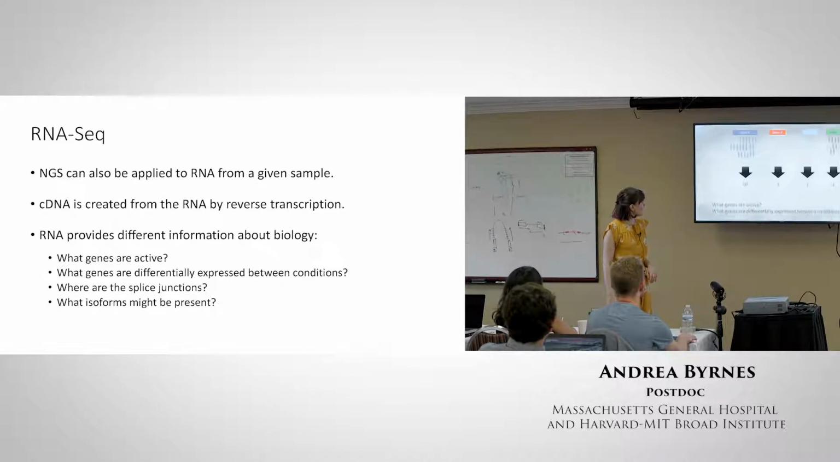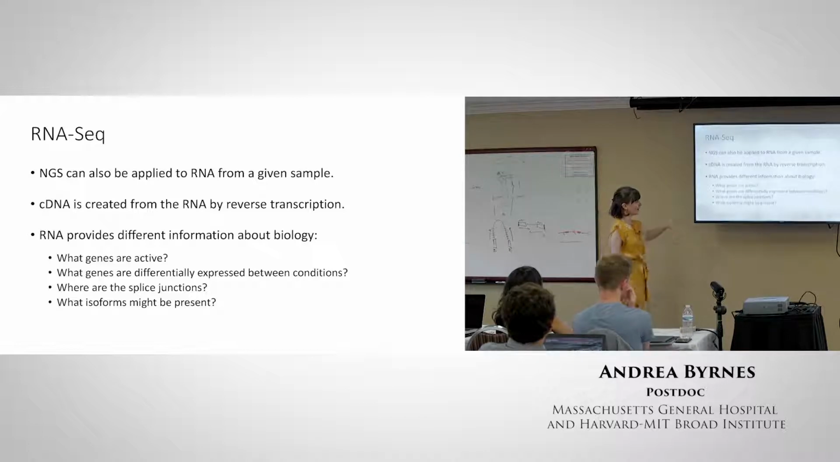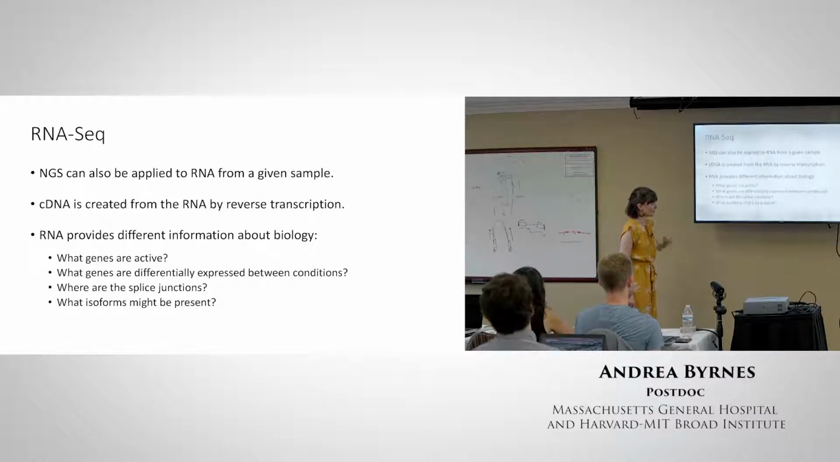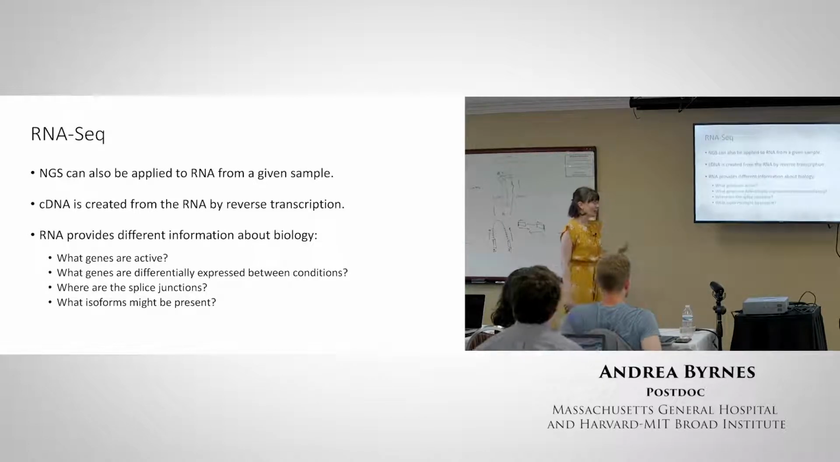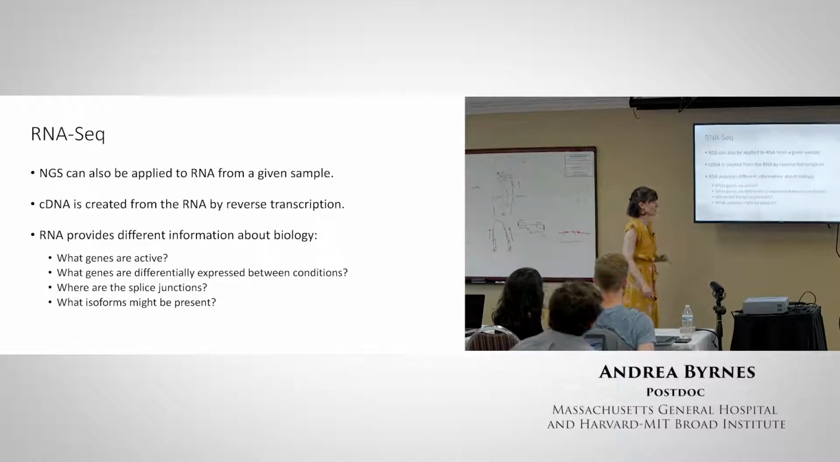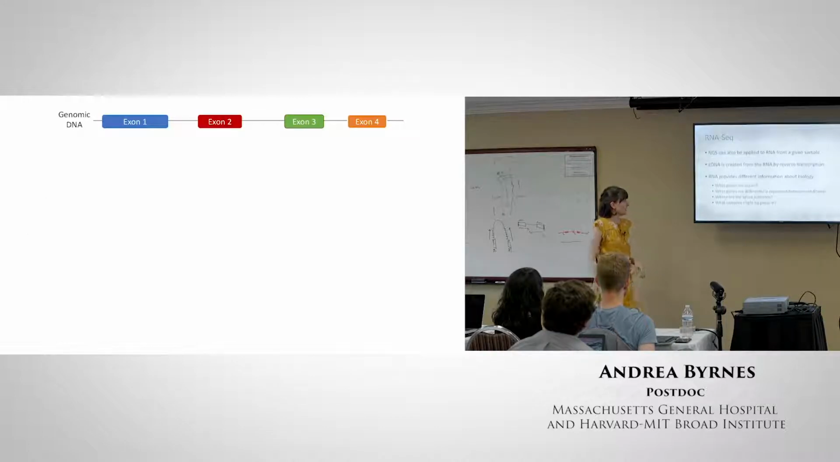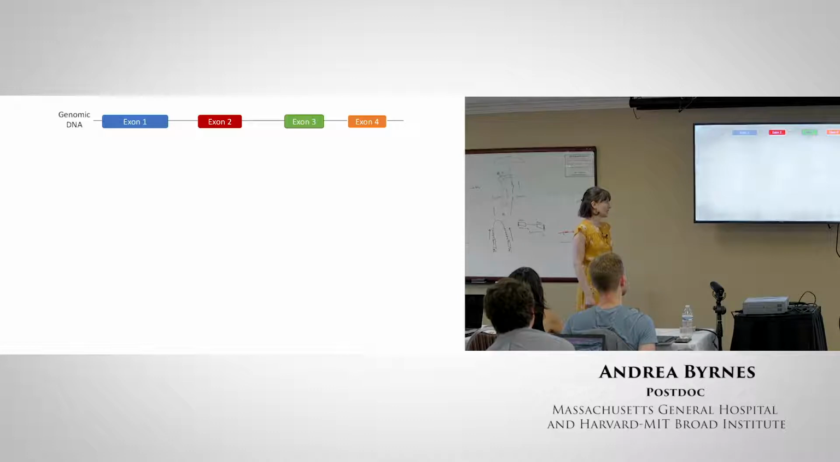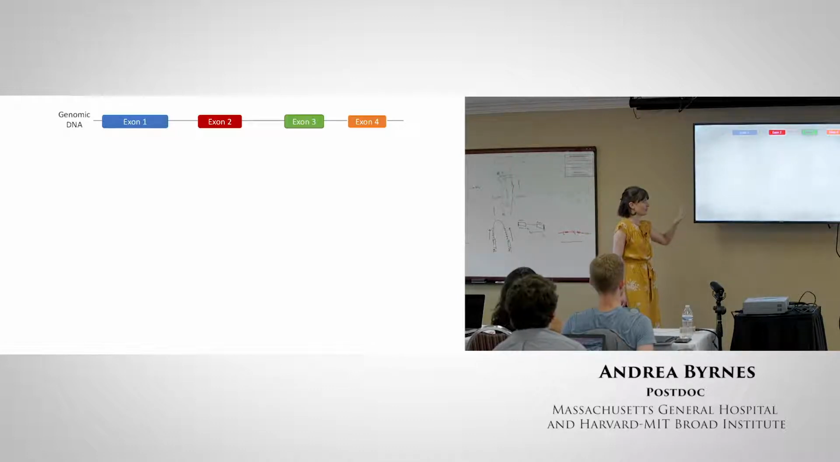Cool. So I asked about what genes are active and what genes might be differentially expressed. But we can also do things that we never could do with an array. We could ask about splice junctions. We could ask about isoforms. And so now we're going to reimagine the cartoon that I just gave you. And instead of 4 different genes, we're going to have 4 different exons.